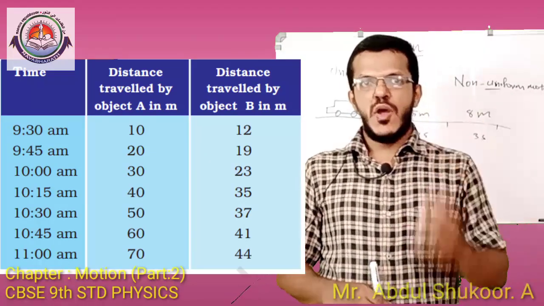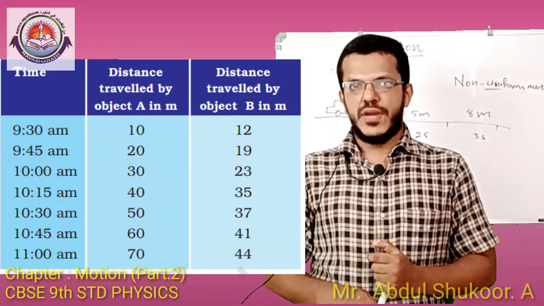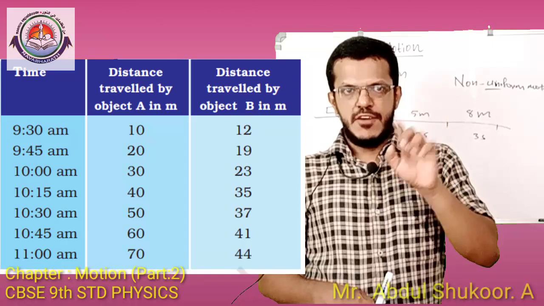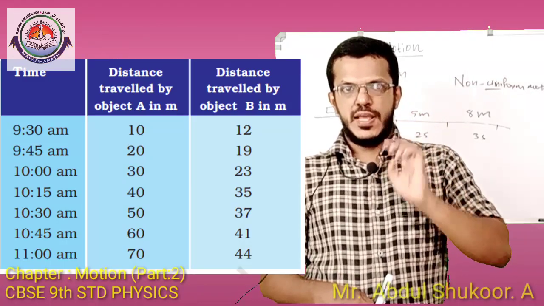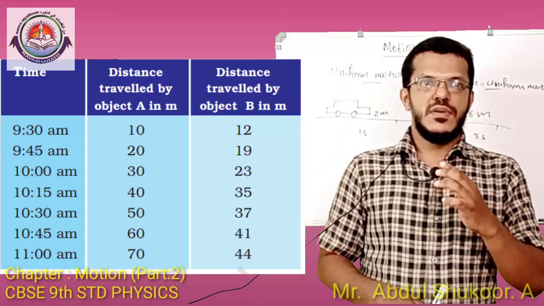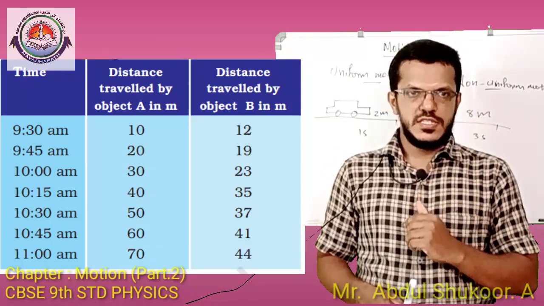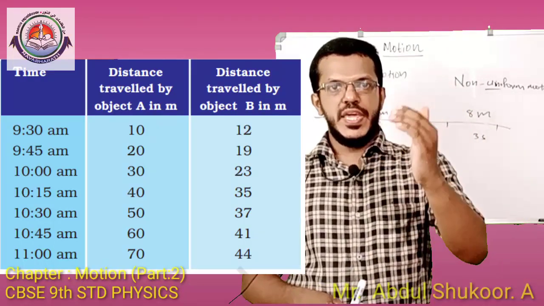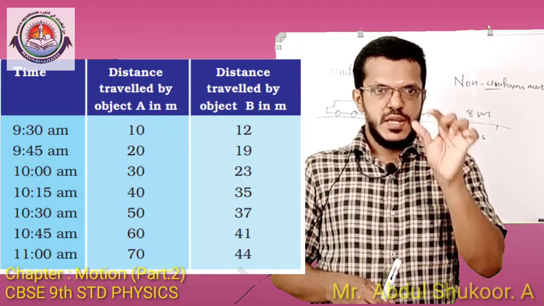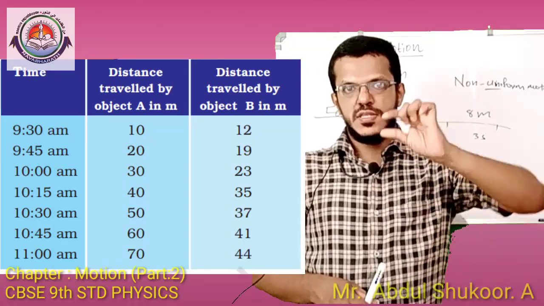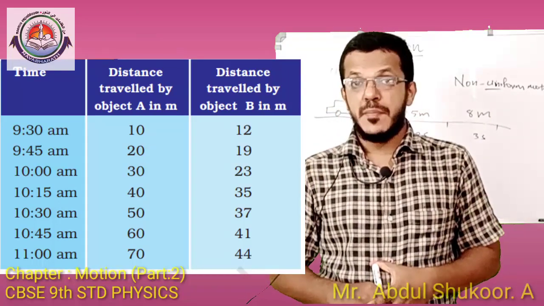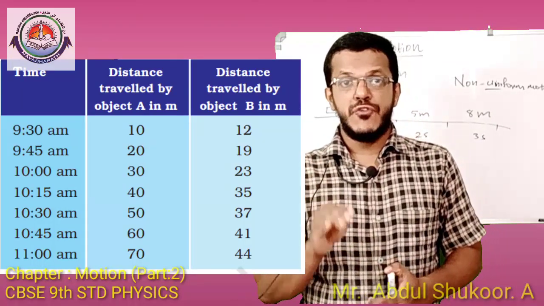What is uniform motion? If an object covers equal distances in equal intervals of time. The interval of time is equal in this table: 9:30, 9:45, 10 o'clock, 10:15, like that. A 15 minute difference is an equal interval of time. The distance traveled by object A and object B in meters is given. Object A covers 10 meters, then 20, 30, 40, 50, 60, 70 meters. That means object A covers equal distances in equal intervals of time. That means object A is in uniform motion.